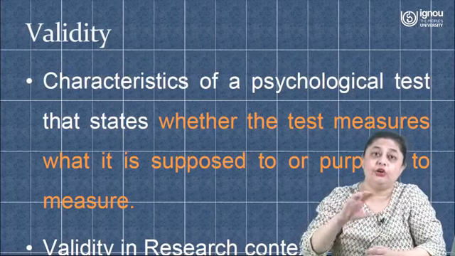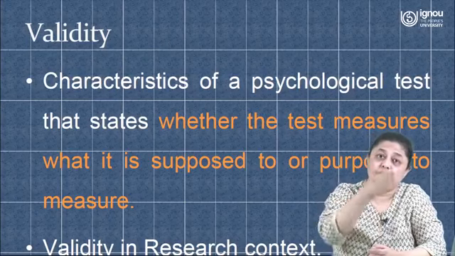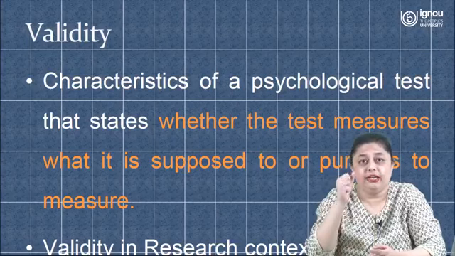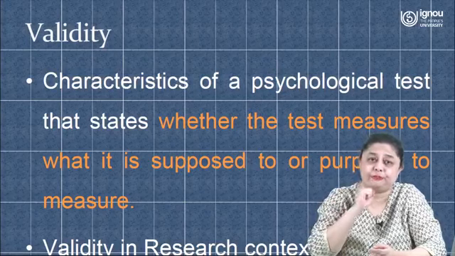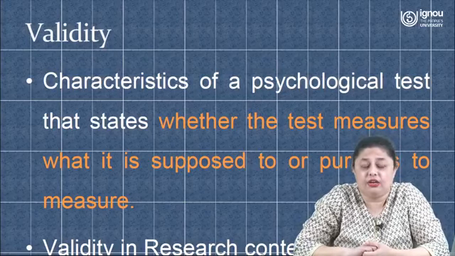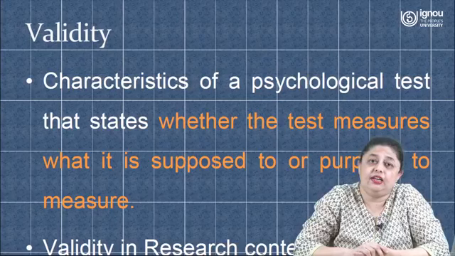But then again, if you're developing a test for emotional intelligence, it should measure only emotional intelligence and not emotional competence. So, mainly the test should be valid, that is, it measures what it is supposed to measure. Now, when we talk about validity in the context of research, it is a little different, though the concept is the same. In research we talk about internal validity and external validity.